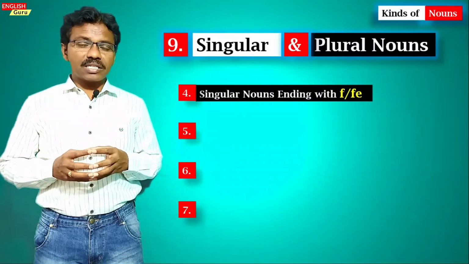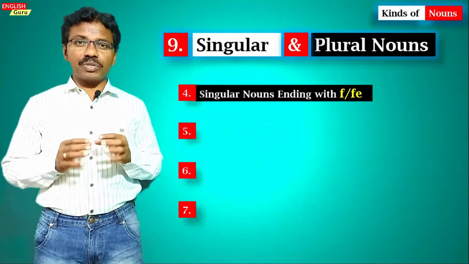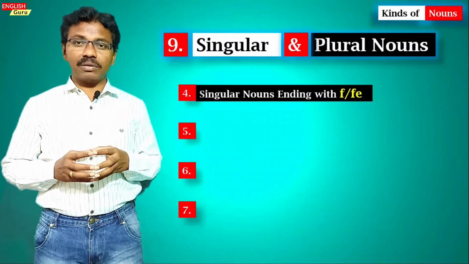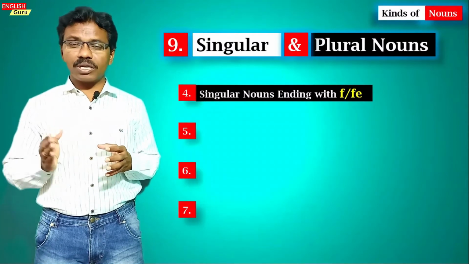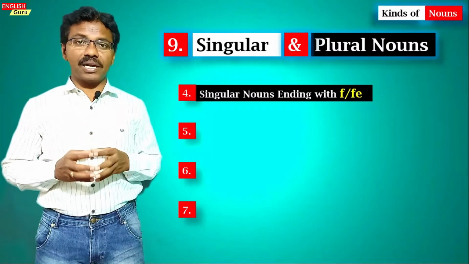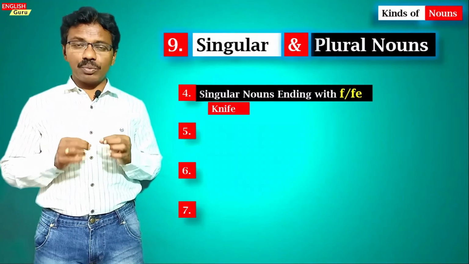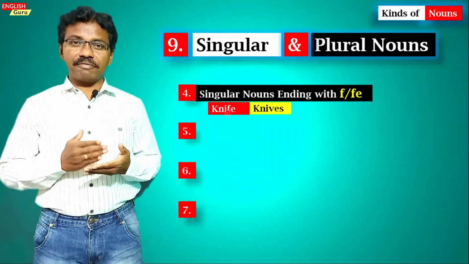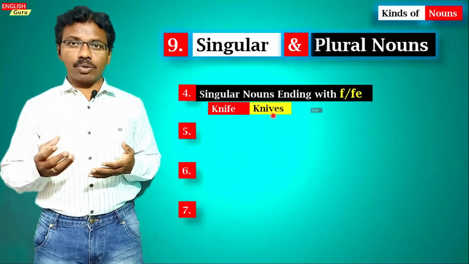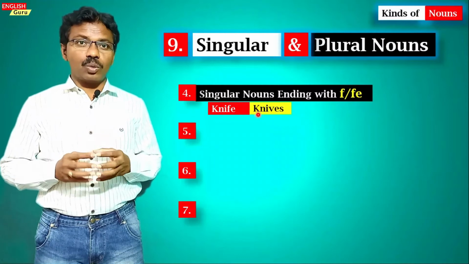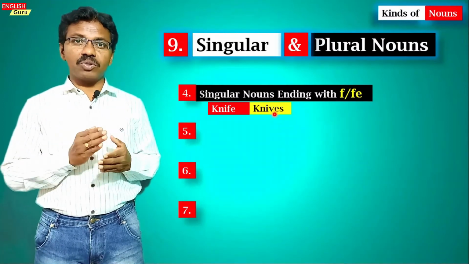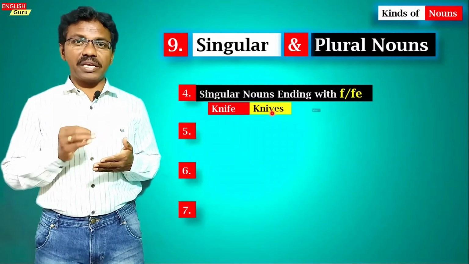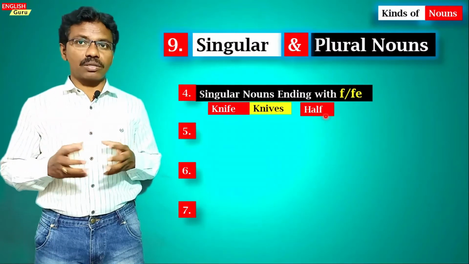And the fourth one, there are certain singular nouns that end with F or FE, and when we convert them into plurals, we have to remove F or FE and we should add VES. For example, knife is a singular. It ends with FE. If you want to make it plural, it becomes knives. We have to remove FE and we should add VES, then it becomes plural.